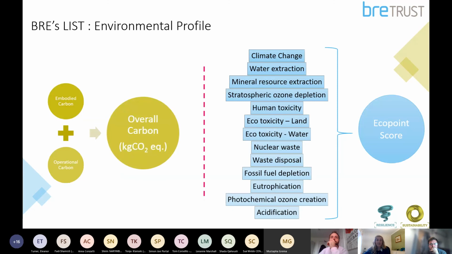Okay, so LIST uses an environmental profiles methodology to quantify, compare, and report on any given project's components against 13 environmental impacts, as well as the operational and embodied carbon. These 13 environmental impacts range from toxicity impacts to the effects certain materials will have on climate change and fossil fuel depletion. The output of such calculations results in an overall carbon impact measured in kilograms of CO2 equivalents and an eco point score for each of the 13 impact categories. The lower both these values, the lower the environmental impact of that project's components.